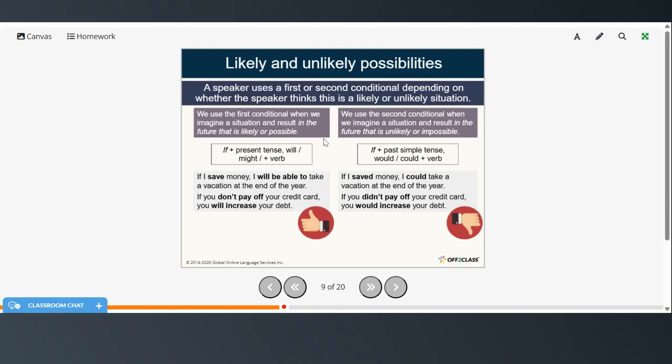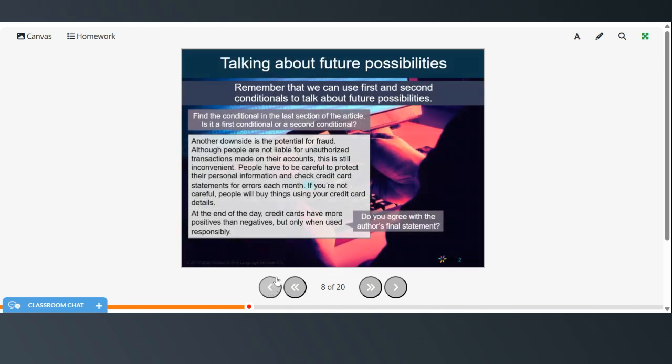We use the second conditional when we imagine a situation and result in the future that is unlikely or impossible. And it's if plus the past simple tense and would or could plus the verb. If I saved money, I could take a vacation at the end of the year. If you didn't pay off your credit card, you would increase your debt. So if we go back to here, if you're not careful, people will buy things with your credit card details. That would be first conditional, because that's a very likely and possible situation.